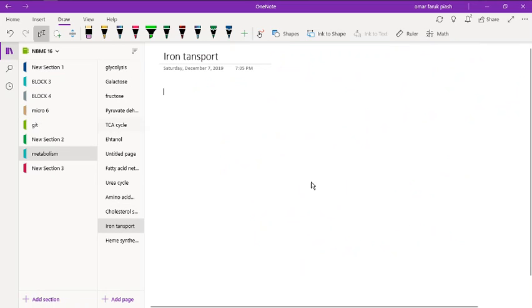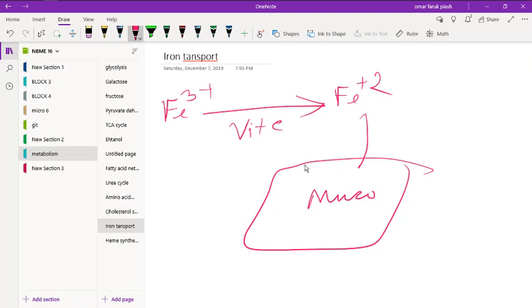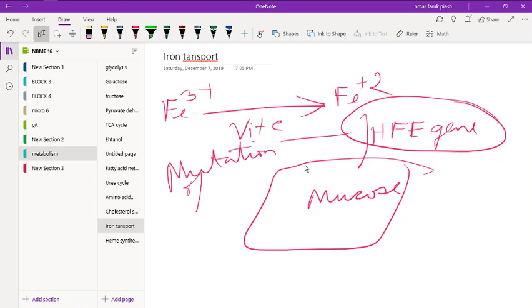Okay, now I would like to discuss iron transport. In iron transport, dietary ferric Fe3+ with the help of vitamin C is converted into ferrous. Then this ferrous iron enters into the mucosa, and here a gene is present called the HFE gene. Mutation of the HFE gene will cause hemochromatosis. When there is mutation of this gene, it will absorb more and more iron.